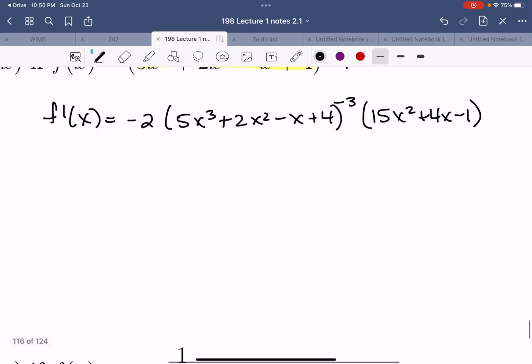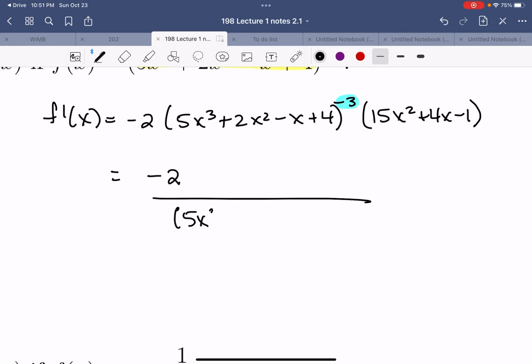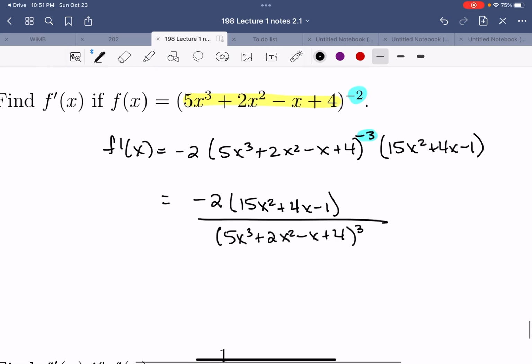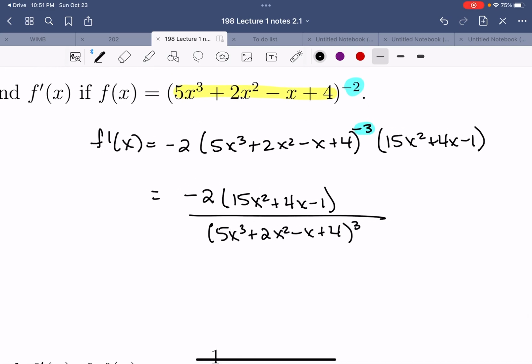Now, I do want to clean this up and make my negative exponent positive. So the negative 2 stays on the top. The 5x cubed plus 2x squared minus x plus 4 moves to the bottom so I can make its power positive. And then that last piece doesn't have a negative exponent, so that stays up top. Again, if you really want to, you can multiply out that negative 2, but you don't have to. You can leave it nice and factored.